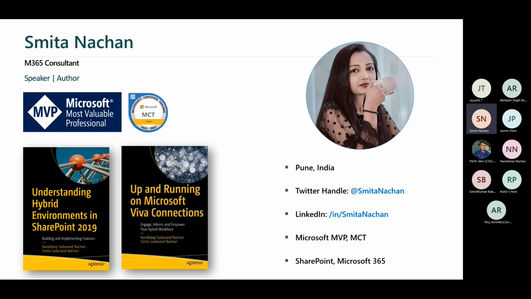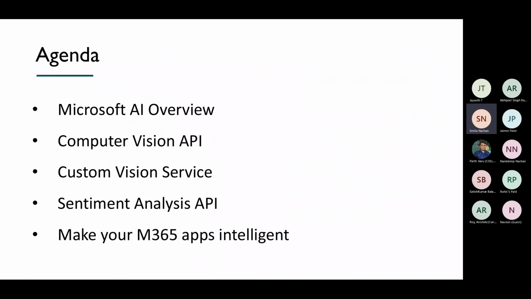But before that, let me start my introduction. So, myself, Smita Nasan. I am from Pune, India. I am working as a Microsoft 365 consultant and I have a total of 14 years of experience, especially with M365, SharePoint, Microsoft Teams, Yammer, Groups, and Viva. I am a speaker as well as author of two books. I am a two times Microsoft MVP. I'm a Microsoft certified trainer, and these are some of my social handles by which you can get in touch with me.